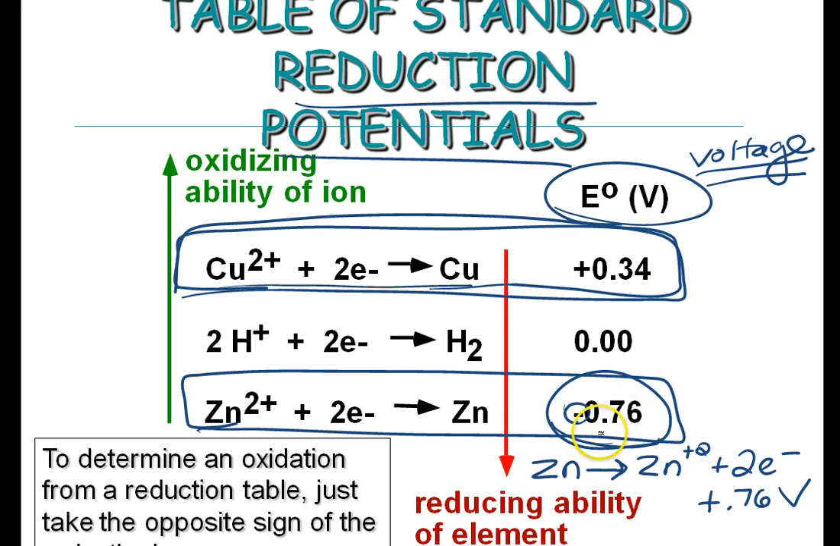Because this is the smaller value, this is the one that now is going to be the oxidized element. This is the one that will be reduced. I need to flip this equation to show that this is being oxidized, and this will remain the same. That is how you use your table.